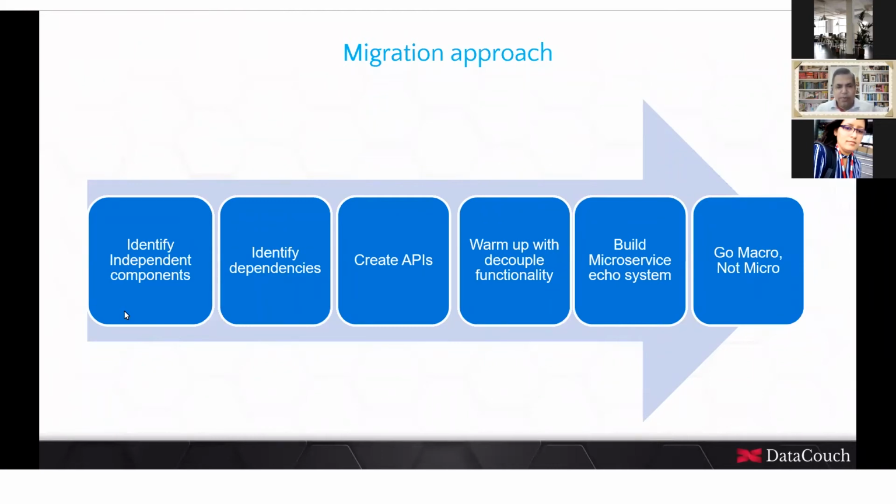What is the problem here, and what mistake do people sometimes make? They think to identify the independent piece of code and migrate the code. That should not be the approach. The approach should be that we are going to migrate the components, not code. Indirectly, basically, we are going to migrate the code, but that should be the approach. We have to first identify the independent components.